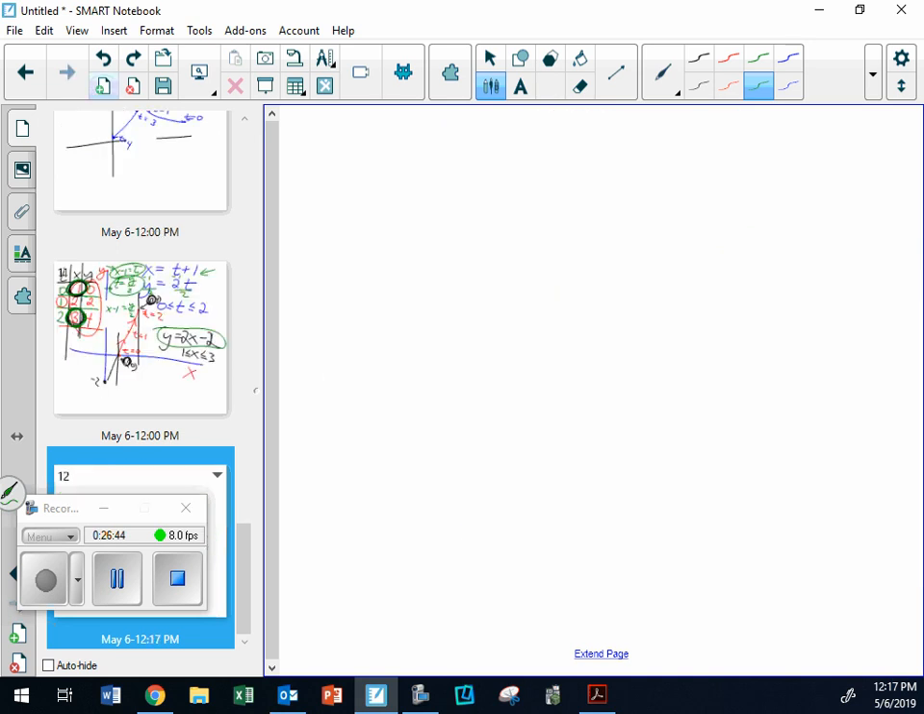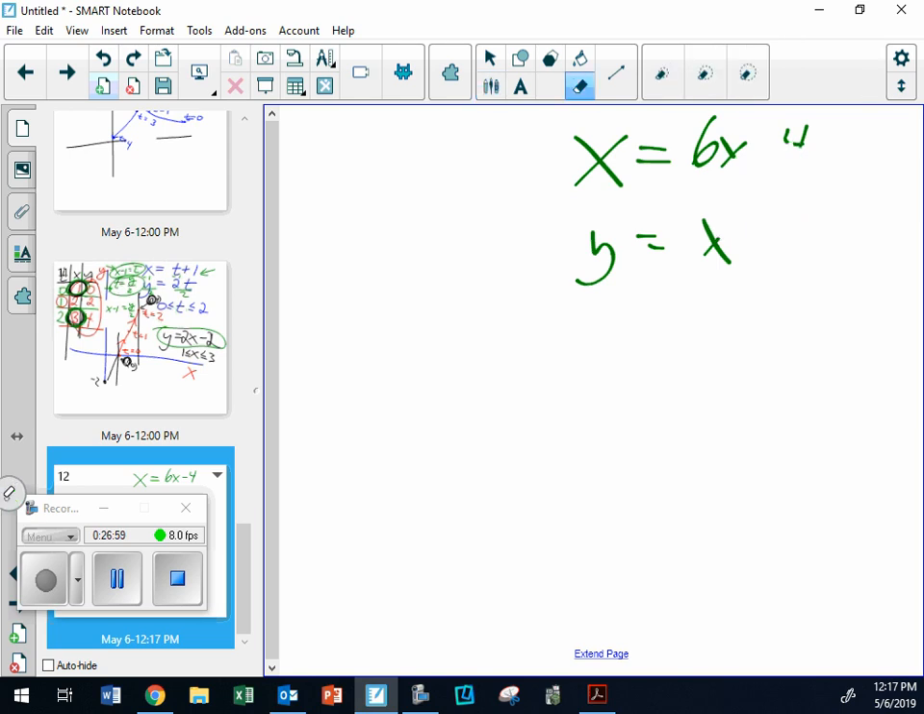All right, let's see if you caught all of that. New equation, x equals 6x minus 4. Y is equal to x plus 1. And what's wrong with it already? They have x's in it. What are they supposed to have in it? T's. 6t minus 4.